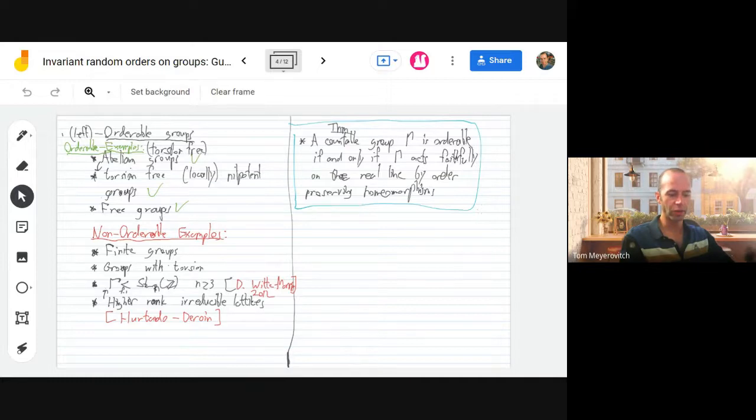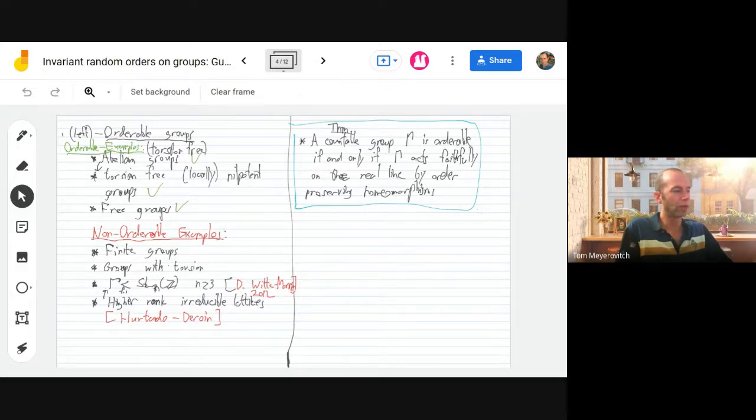And there's a recent breakthrough result by Deroin and others that generalizes this and says that the higher rank lattices are also non-orderable.